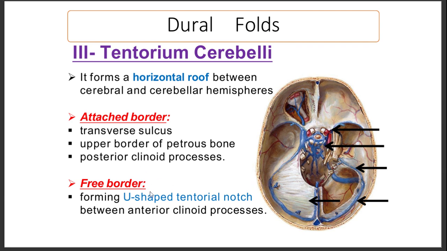And then you also have the free border. The free border forms a U-shaped tentorial notch like this part. Can you see this part here? This is the free border, and it's between the anterior clinoid processes. Okay.